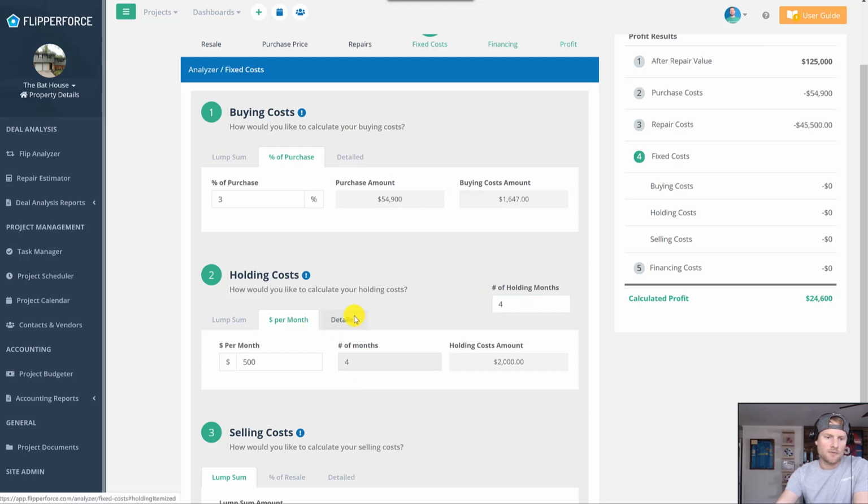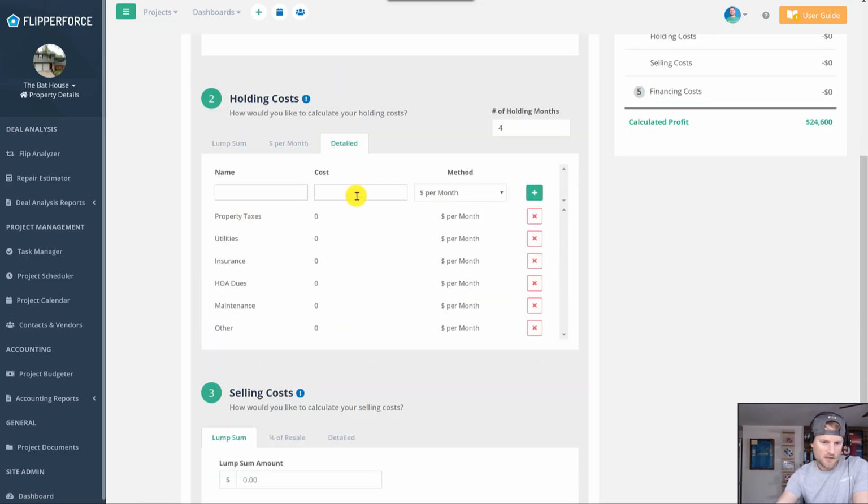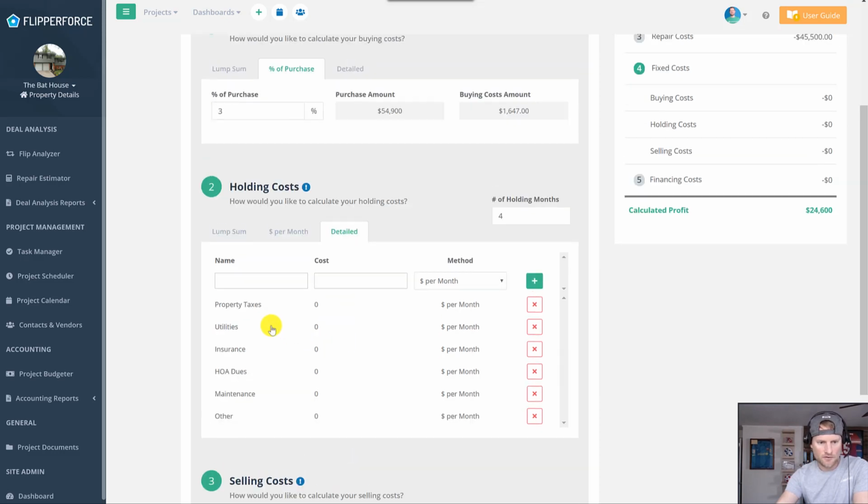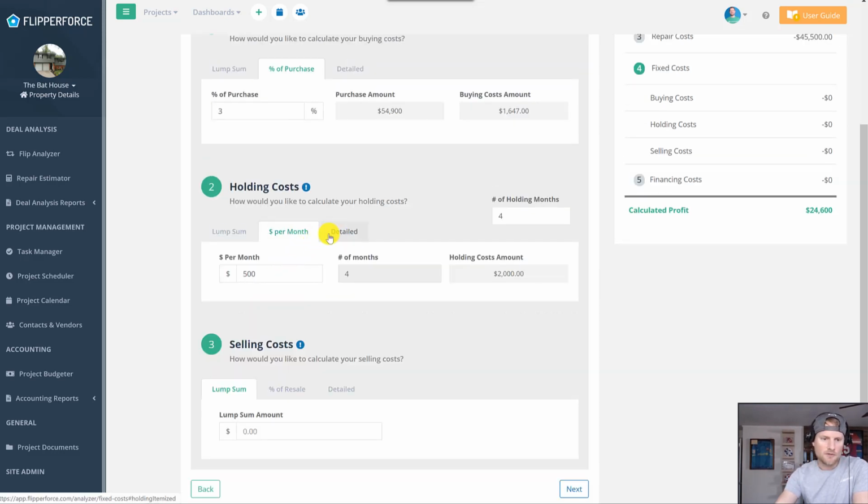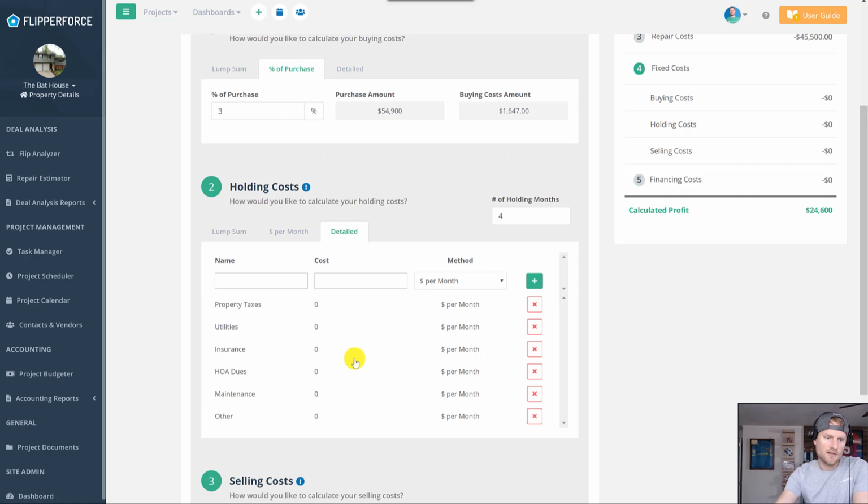If you don't want to do per month, we've also got a detailed option for you, which allows you to actually break this down too. So if you don't want to just use a lump sum dollar amount per month, you could use this detailed option, which allows you to plug in all those values. So that's another option for you as well.